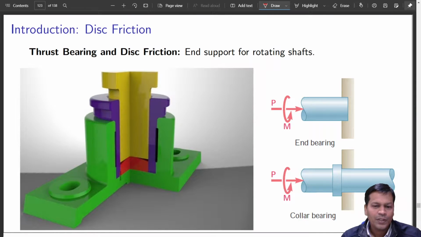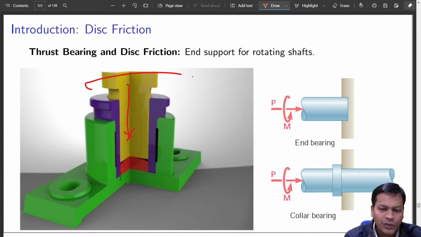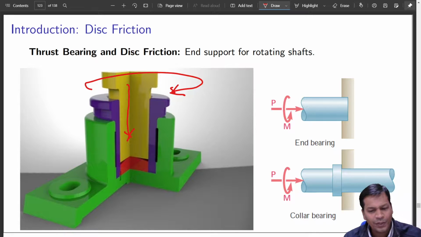So now, thrust bearing. What is thrust bearing? Thrust bearing takes the load vertically, in the direction of the axis of the bearing. It takes any pressure which is along the axis of the bearing, and it simultaneously allows it to rotate. Got it? So this is a type of thrust bearing. You have a disc bearing also. This is a disc bearing also.